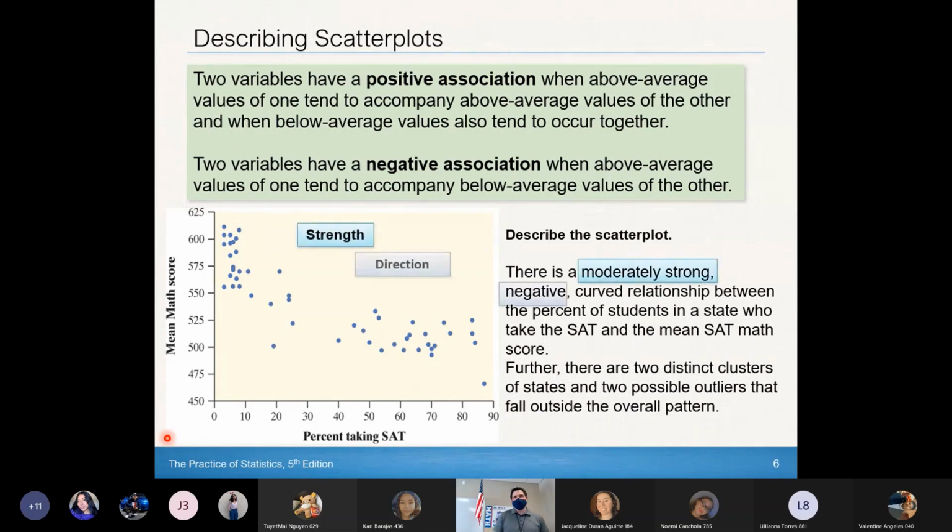And we have the strength of the association is moderately strong. It is negative because as we go from left to right, we're decreasing. And it is curved. If we look at the pattern of our dots, it's slightly curved. It doesn't really follow a linear pattern. It follows a curve. And we see our two distinct clusters. And we have an outlier over here and a possible outlier, I think, over here. Okay. And so this is the description of the scatter plot.